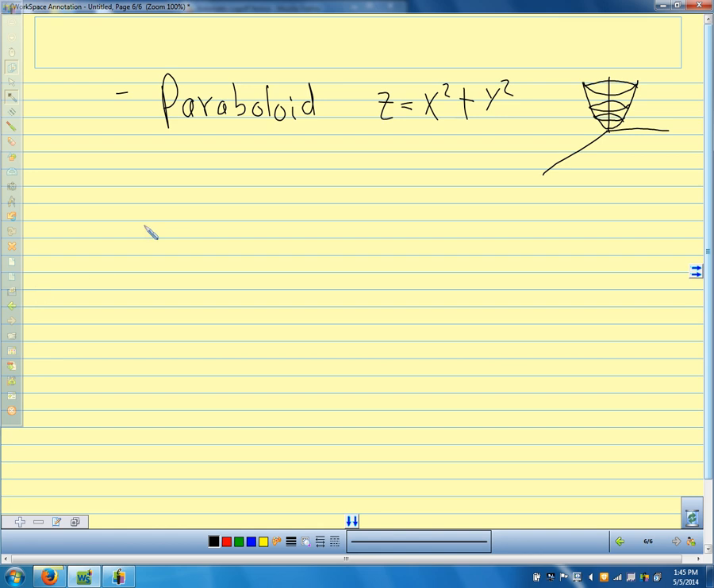We can also have an ellipsoid. An ellipsoid, we're going to have an equation with our center at 0, 0, 0: x squared over 5 plus y squared over 9 plus z squared over 11 equals 1. So when z equals 0 in the xy plane, we have an ellipse. Same when y equals 0, same when x equals 0. We have ellipses in each of our planes.